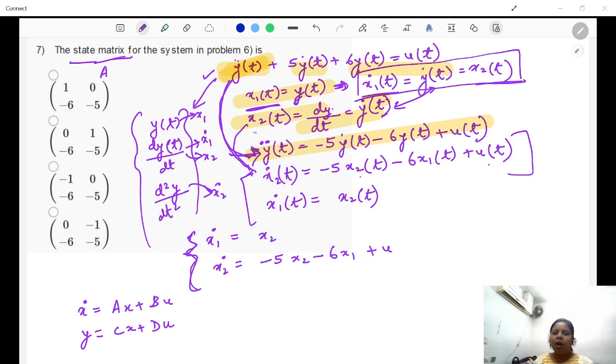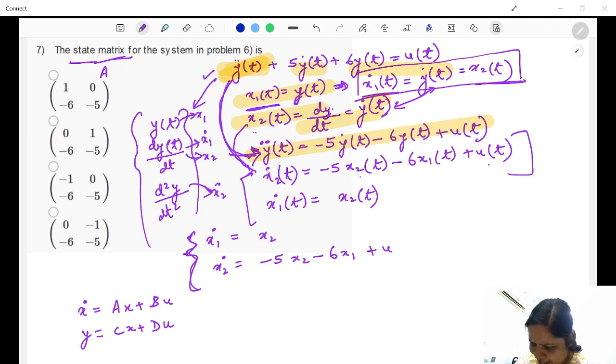Right? So we want x1 dot, x2 dot should be equal to something into x1, x2 plus something into u. We want to arrange it in this form. If we want to arrange it in this form, we want to get rid of all the y's. The way to get rid of all the y's is कि एक y को ही ले लो एक state, y dot को दूसरा state ले लो. You will have no y anywhere there.